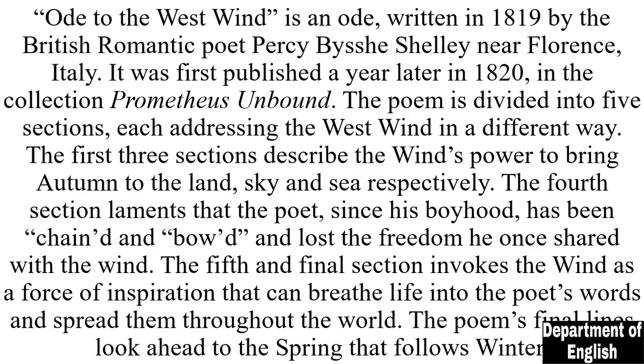Ode to the West Wind is an ode written in 1819 by the British romantic poet Percy Bysshe Shelley near Florence, Italy. It was first published a year later in 1820 in the collection Prometheus Unbound. The poem is divided into 5 sections, each addressing the west wind in a different way. The first 3 sections describe the wind's power to bring autumn to the land, sky and sea respectively.